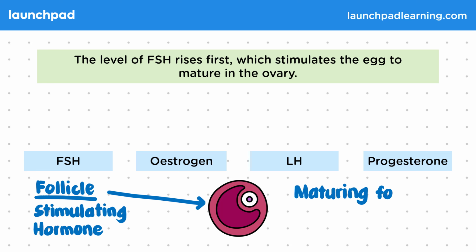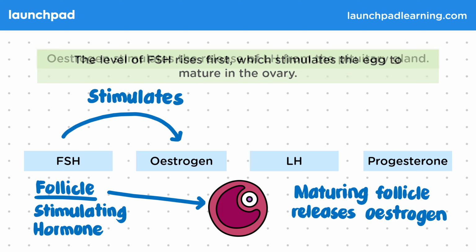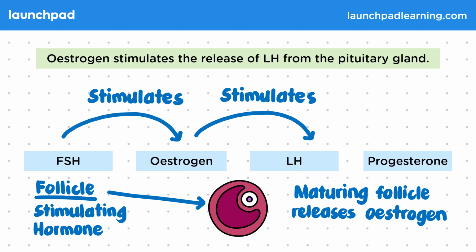As this follicle matures, it starts to release estrogen. So effectively, the FSH stimulates the production of estrogen. Estrogen stimulates the release of LH from the pituitary gland. So when estrogen rises to a high enough level, it causes a sudden release of LH from the pituitary gland in the brain. Remember, you need to know what LH stands for. This is luteinizing hormone.